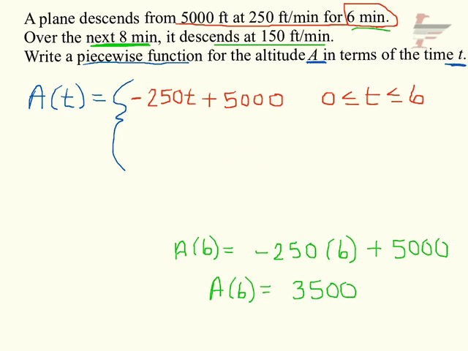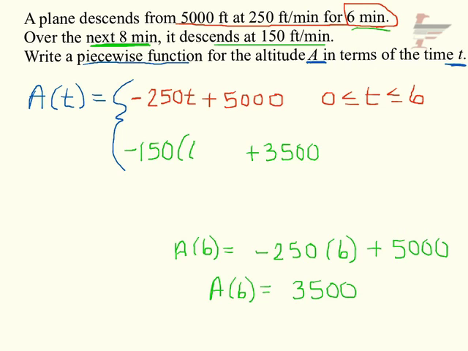Actually, I'm going to erase this and make a little more room for my second piece here. And it's descending at a rate of negative 150, but now I can't just do time. Because if I do, let's say I'm flying for 10 minutes, the first 6 minutes of those 10 are going to go in this first piece, right? And then after that, the last 4 minutes of the 10 are going to go down in this piece. So how do I represent that?